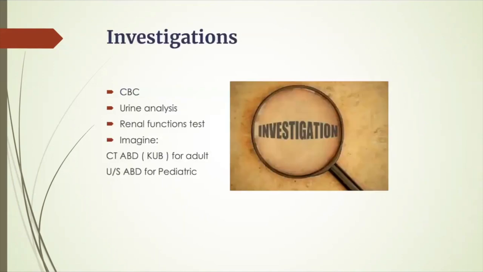Then I will talk about investigation. When I have a patient with loin pain, I will do investigations. Usually we start with CBC and urine analysis. In the CBC, I look at whether the total white blood cell count is high or normal. Then I do urine analysis to see if there is any pyuria or hematuria. I will also do a renal function test to see if the patient has any renal impairment due to obstruction from renal colic or something else. Then I will also do a CT scan, CT abdomen KUB for adults, and ultrasound for pediatrics, when searching for the stone.